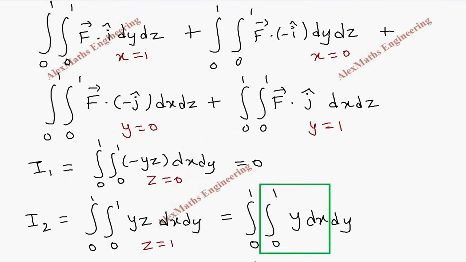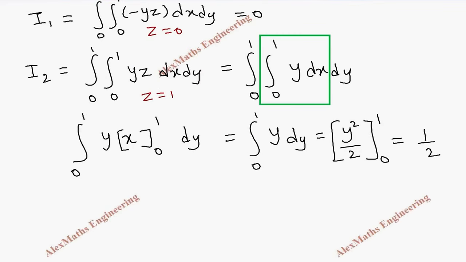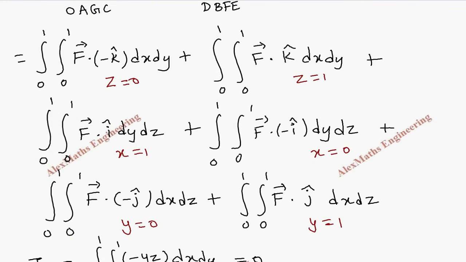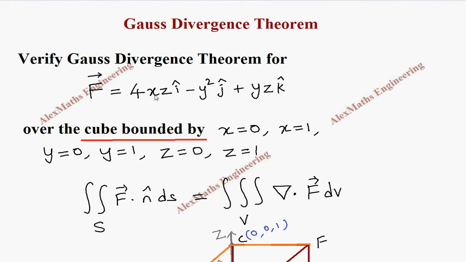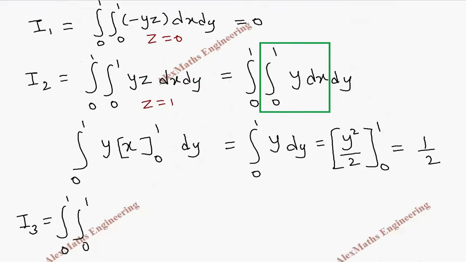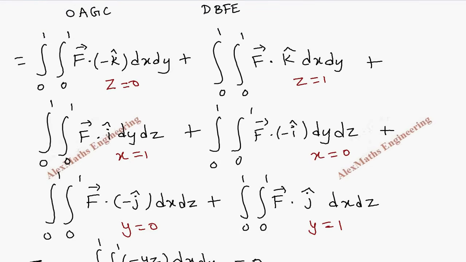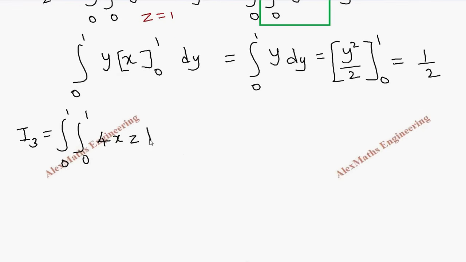So coming to the third part of the integral, that is the x equal to 1 surface. So here let's take I3 and this has double integral limit 0 to 1, 0 to 1, f dot i cap, and the surface is x equal to 1. So dot i, if we do with this f, we are left with 4xz alone. So 4xz, and this third integral has dy dz, and x equal to 1 is the surface.